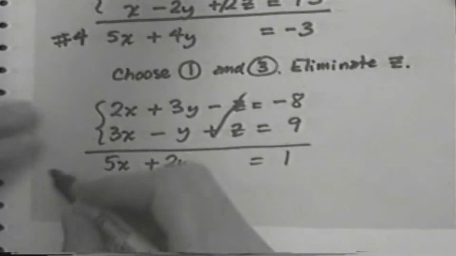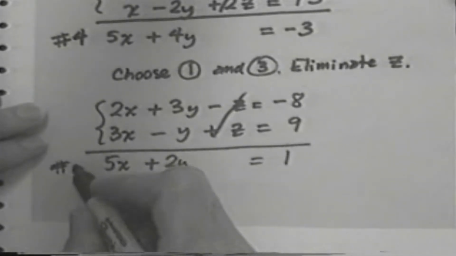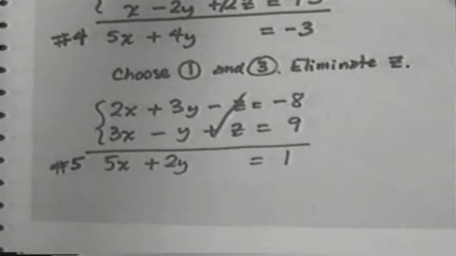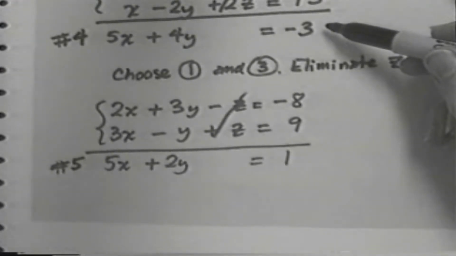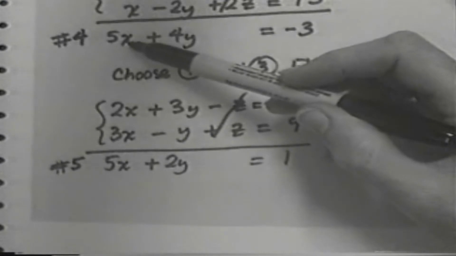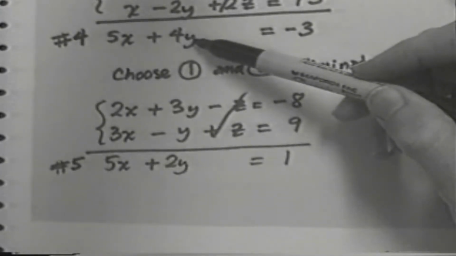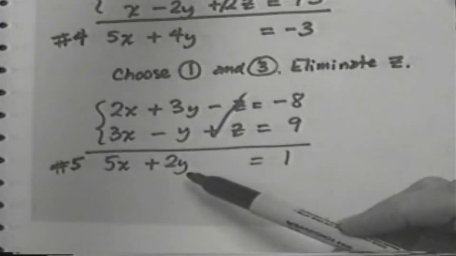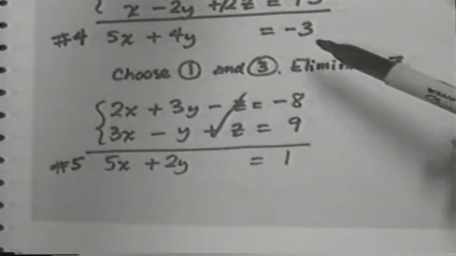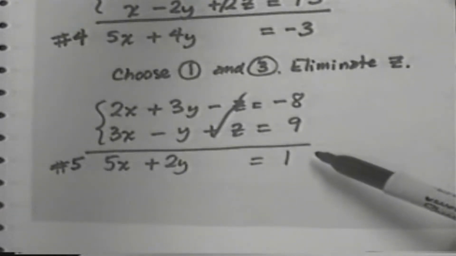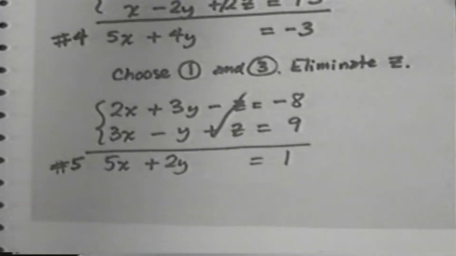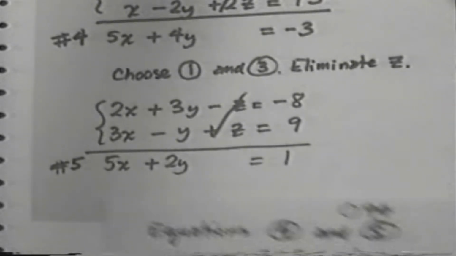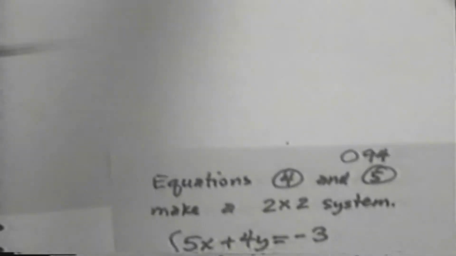This gives me equation number, what are we up to now? Number 5. So here's an equation, equation number 4, that has the variables x and y. Here's another equation, equation number 5, that has the variables x and y. 2 equations, 2 variables. I have a 2 by 2 system. Equations 4 and 5 make a 2 by 2 system.